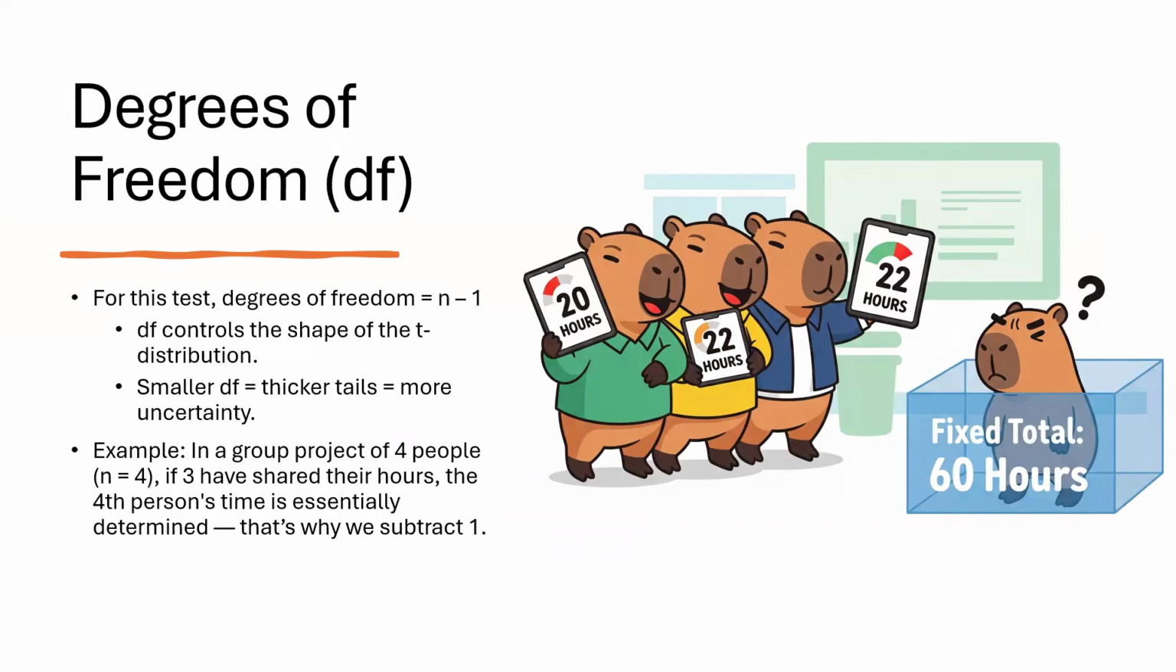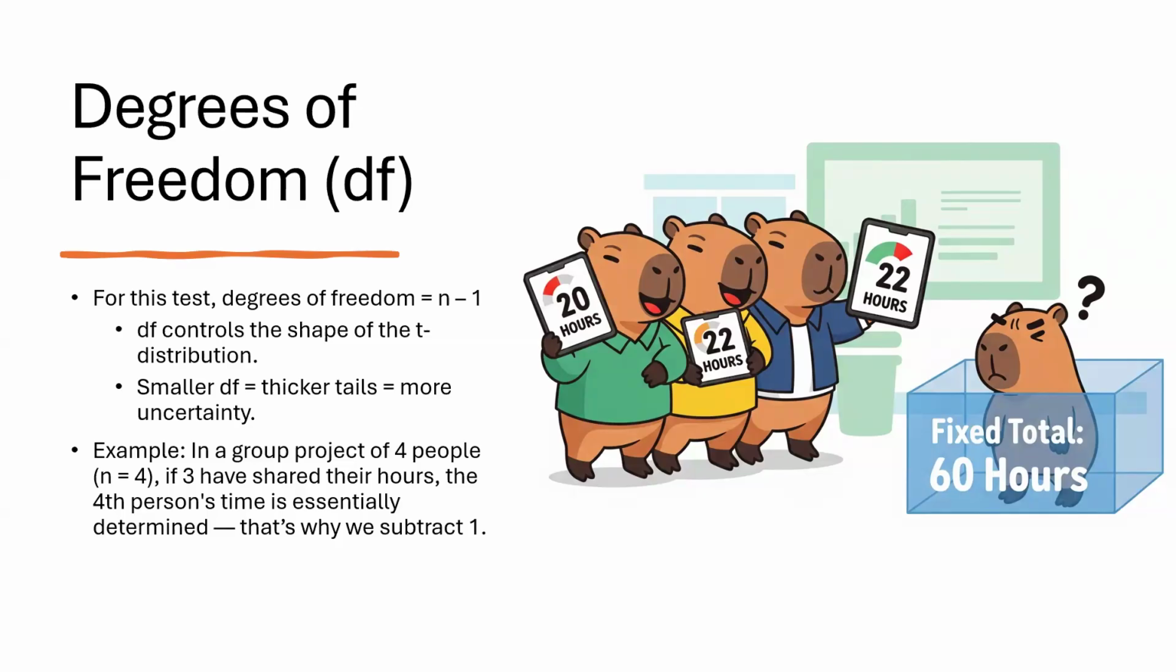Definition-wise, degrees of freedom for a single sample t-test is simply your sample size n minus 1. That's it. If your sample size is 10, your degrees of freedom would be 9. If your sample size is 25, your degrees of freedom are 24. But here's what that really means.